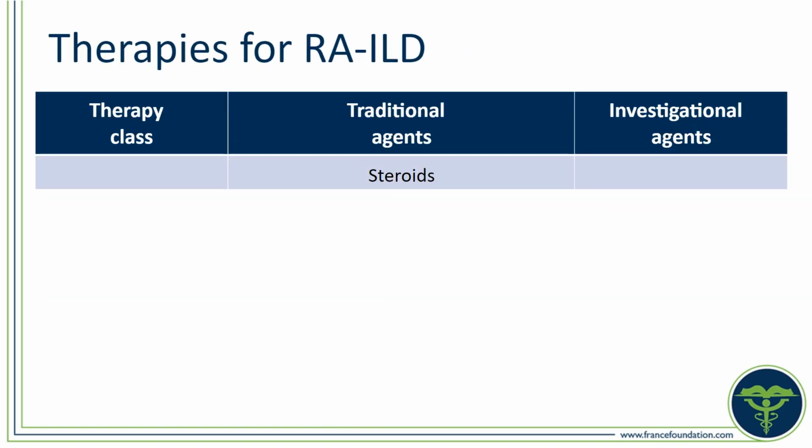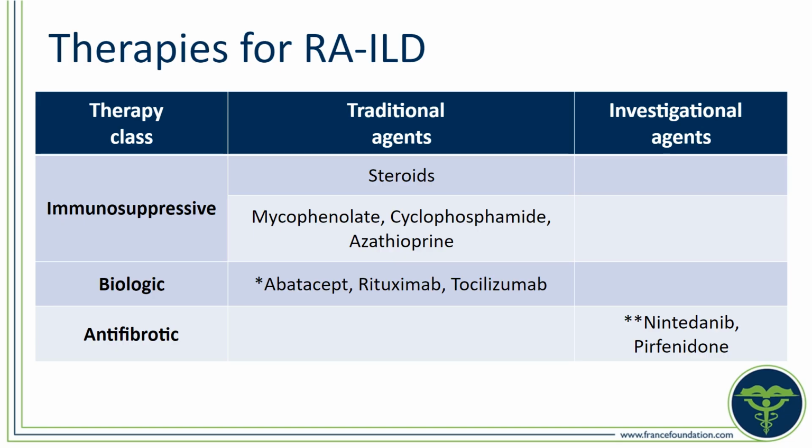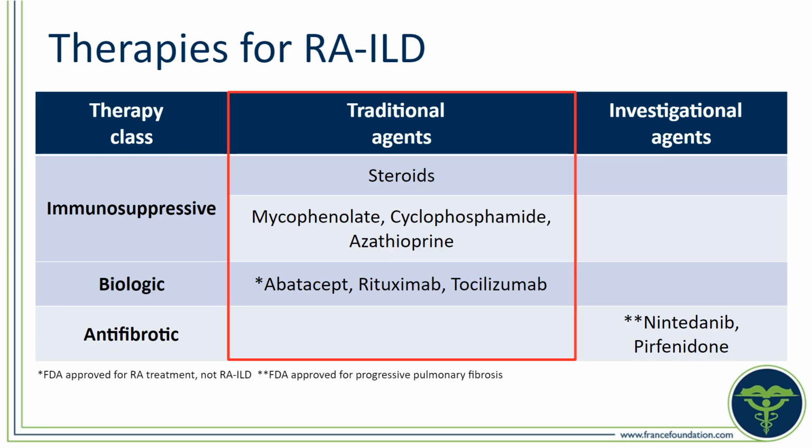Let's review the treatments for RA-ILD. The traditional agents include initiating therapy with steroids, and then, as I've mentioned, the other immunosuppressive agents, including mycophenolate, cyclophosphamide, and azathioprine. Now, I want to highlight the different biologic treatments that are approved for treatment of rheumatoid arthritis, but may also have benefit in RA-ILD. But there are still studies to be done on this. These treatments include abatacept, rituximab, and tocilizumab.